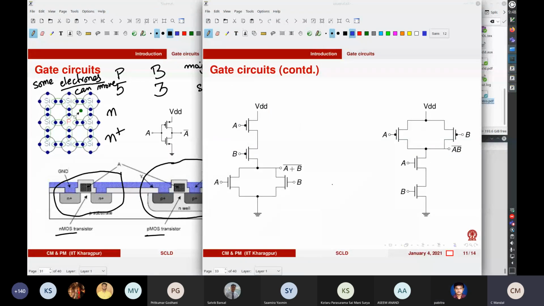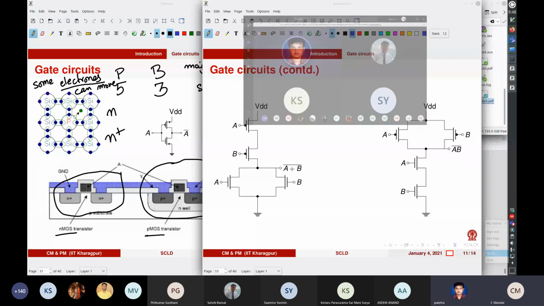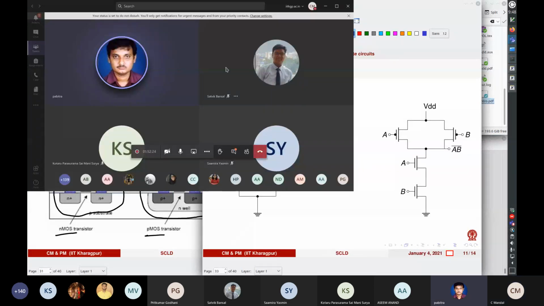Yeah, so please do it. You can do it right now immediately. You first draw the circuit or look at the circuit. The circuit is there. You just need the table. That's all. You just find out the table.